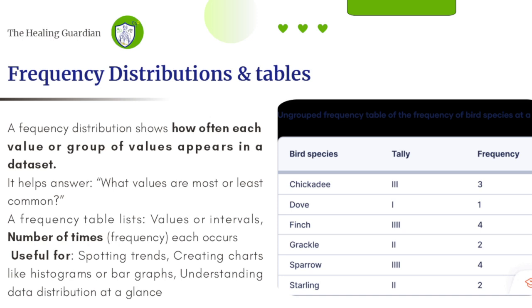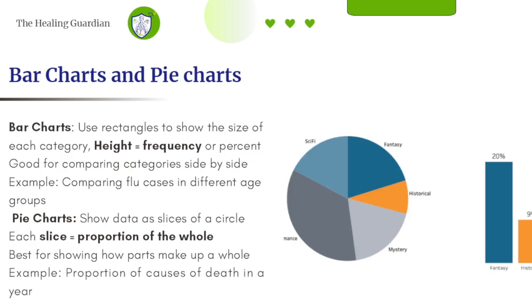It is useful for spotting trends, creating charts like histograms or bar graphs, because we get this frequency table and use it to make the graphs, and for understanding data distribution at a glance. Just looking at this table, you can see the mode, the one with the highest frequency. It also shows you the spread at a glance. Most of the values are concentrated here. So we use this frequency distribution to determine the rest of the measures we use in describing data.